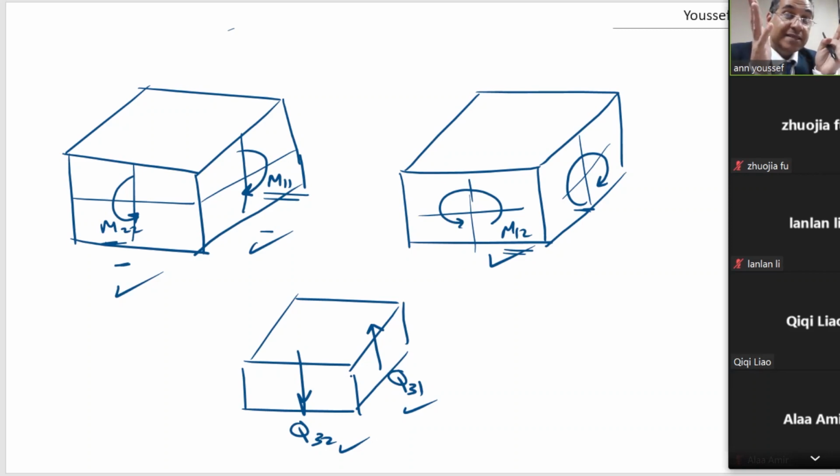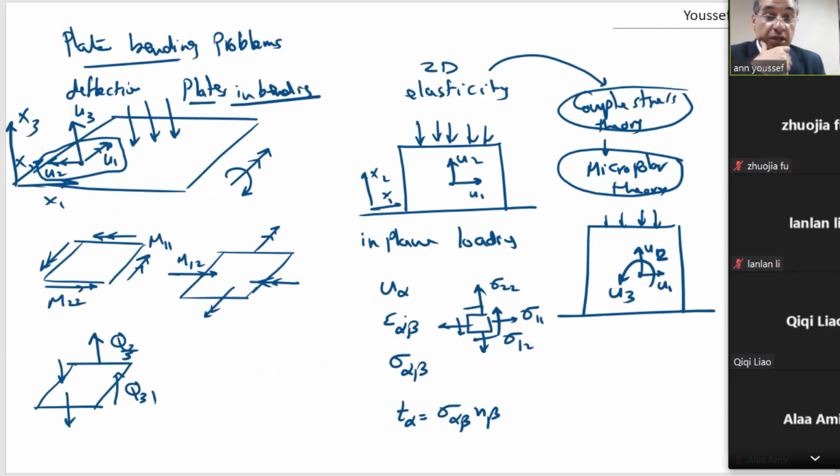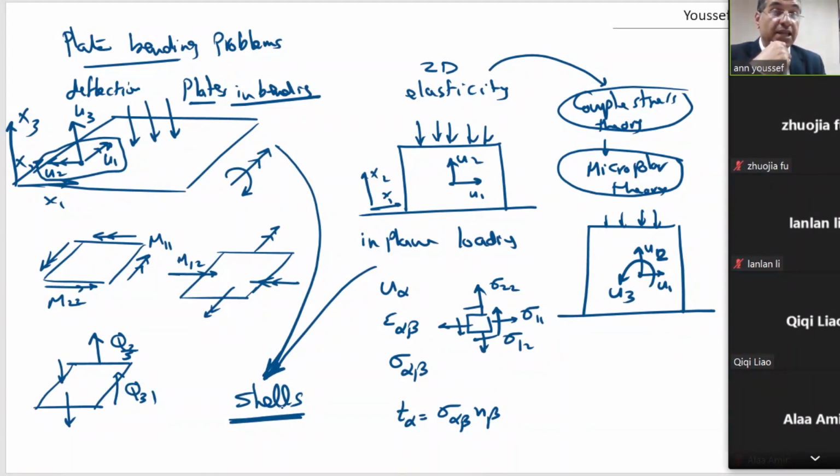Coupling the plate together with the two-dimensional, coupling these two together, plate bending and 2D elasticity, if we couple them together, we'll get shells. Okay? If the bending moment is going to affect the normal force, in this direction is the normal force, we will have shells. We could have shallow shells, we could have spherical shells, we could have cylindrical shells, but life will be very, very complicated.